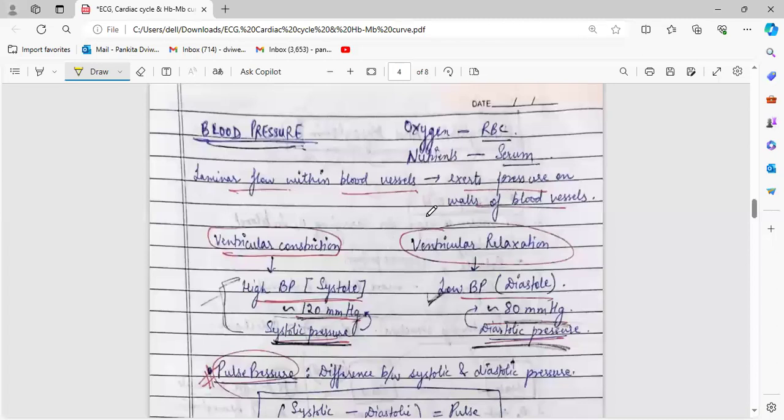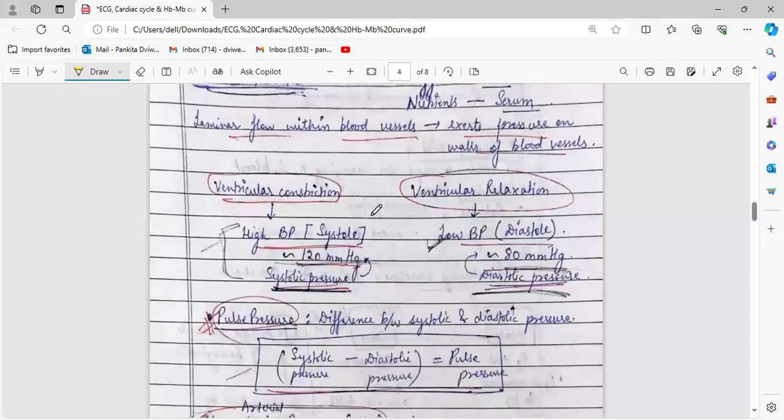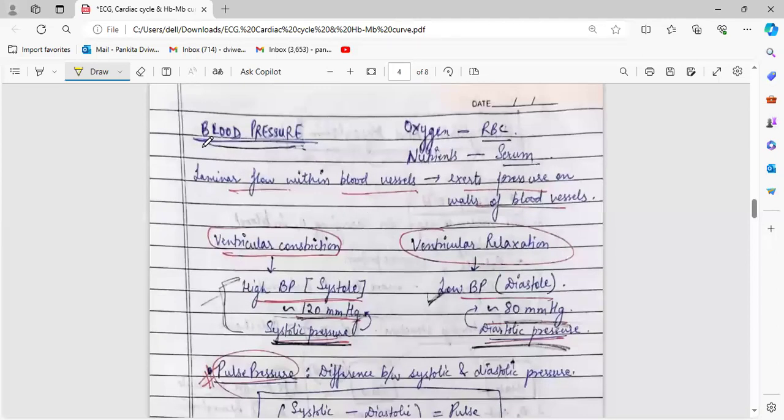Talking about blood pressure, what basically is blood pressure? Blood pressure is the laminar flow of blood within the blood vessels. This laminar flow of blood in the vessels exerts a pressure on the walls of the blood vessels, and this causes blood pressure. So when is our blood pressure high or low? It happens during the cardiac cycle.